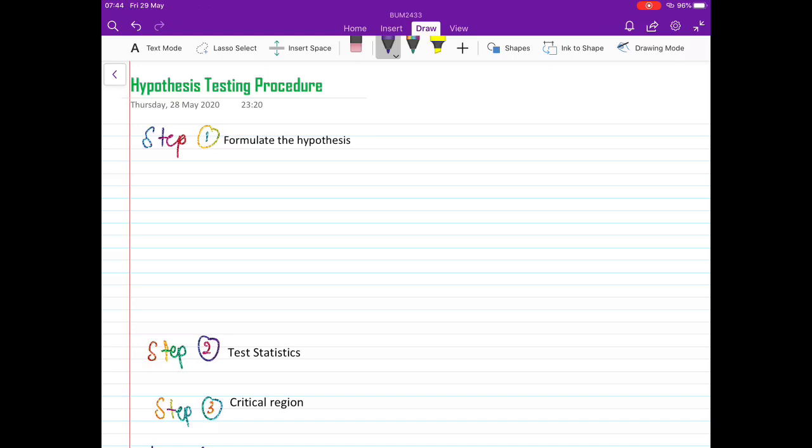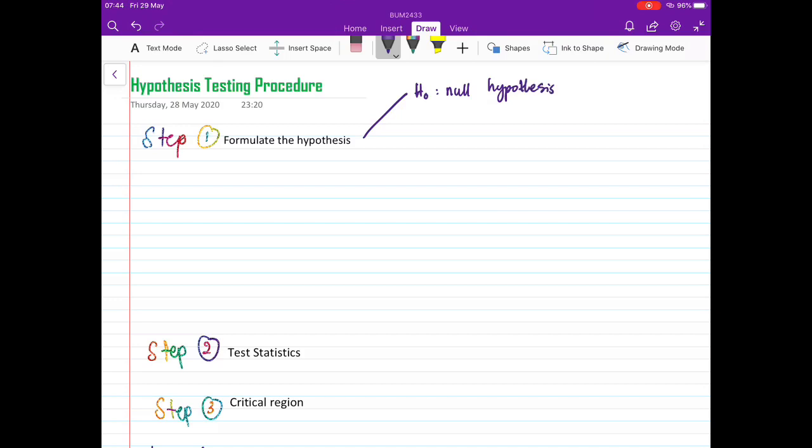Alright, so now let's summarize a little bit the hypothesis testing procedure. As stated in the slide, there are 5 steps to test your hypothesis. So step number 1, we call it formulate the hypothesis. In formulating the hypothesis, your initial assumption, you must have 2 hypotheses. First hypothesis, denoted by H null, we call it the null hypothesis.